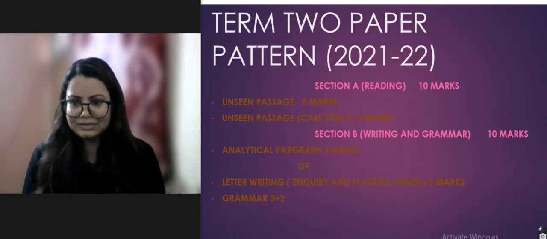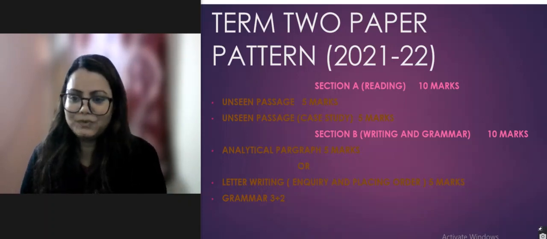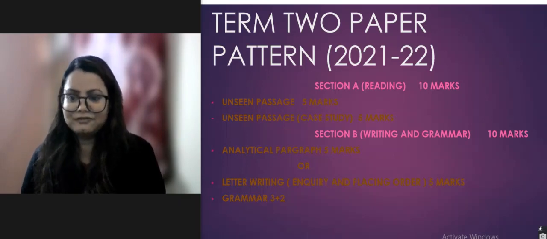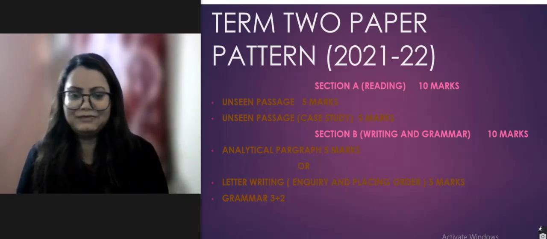So a case study based unseen passage would be there, and a few questions, to be precise, 5 questions of 1 mark each will be asked that you have to answer in a subjective manner. You have to actually write down the answer and there will be no options given.